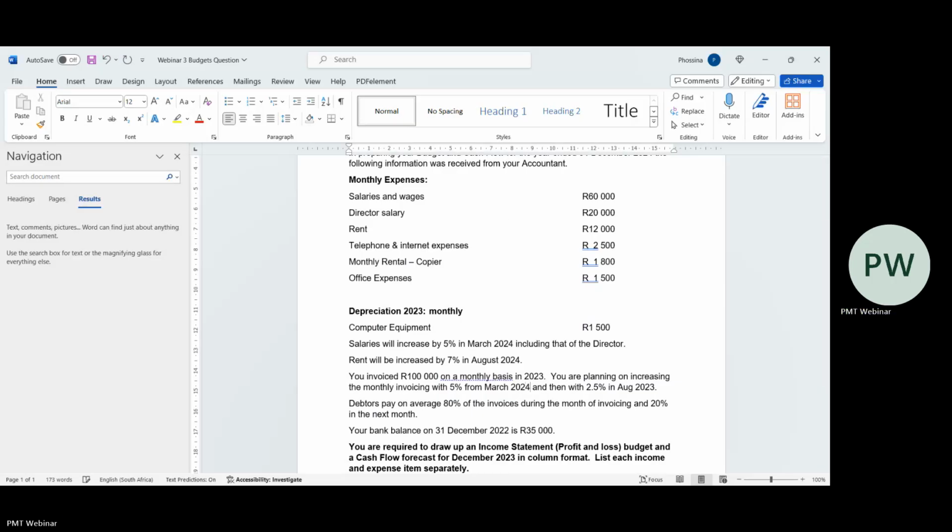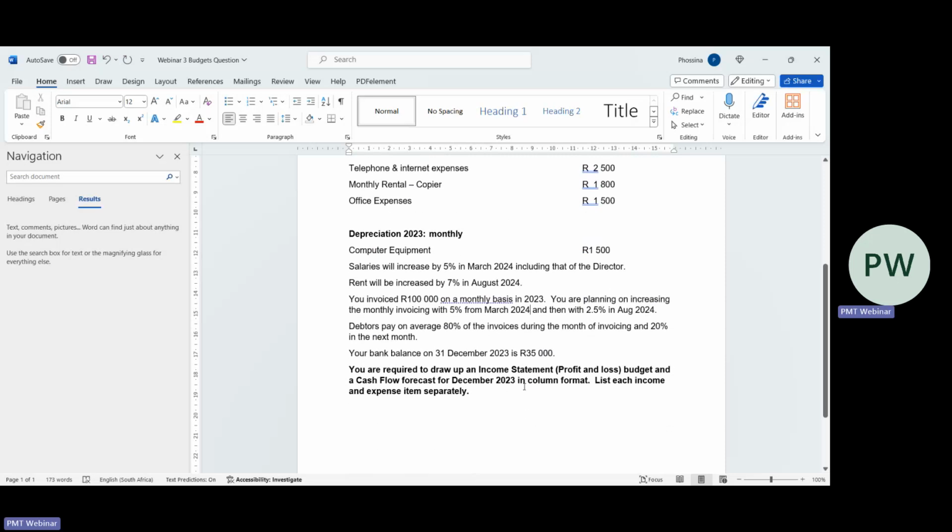So I think when I was checking the example, I overlooked changing these figures. Okay, all right. Salaries will increase by 5% in March 2024, including that of the director. Rent will increase by 7% in August 2024. So you need to do your tax very well.